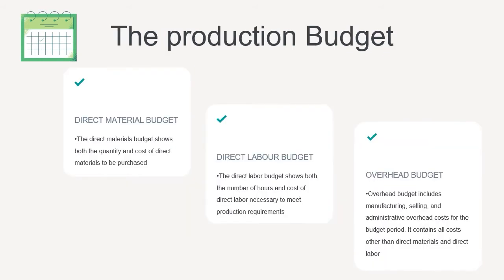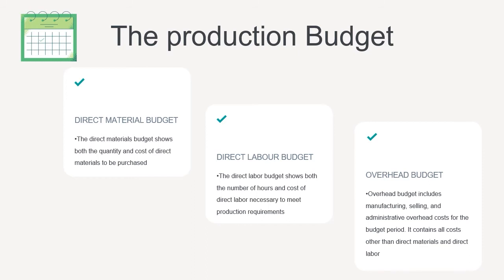Direct materials budget. The direct materials budget shows both the quantity and cost of direct materials to be purchased. It is derived from the direct materials units required for production, from the production budget, and desired ending materials inventory. This budget is quite more significant in a goods business rather than a service-oriented business.